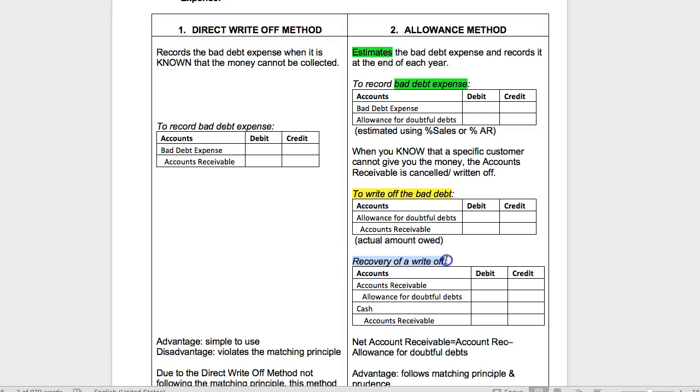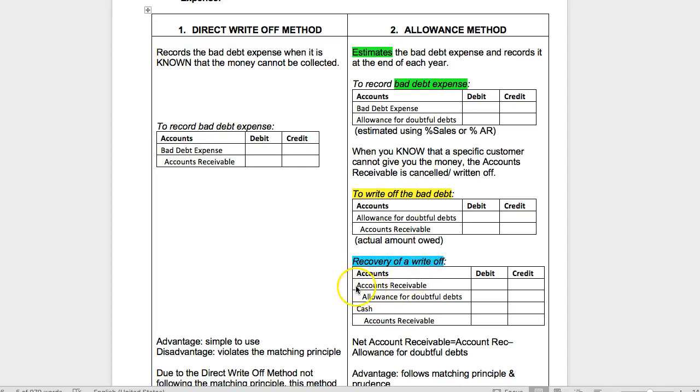Do you believe that miracles can happen? Very occasionally they do. So maybe the miracle might be that your customer told you they cannot give you the money, and then a few months later they actually ring you up and they say, hey, guess what? I've got some money. I'm going to give it to you. Wow, that is a miracle. We call that a recovery of a write-off.